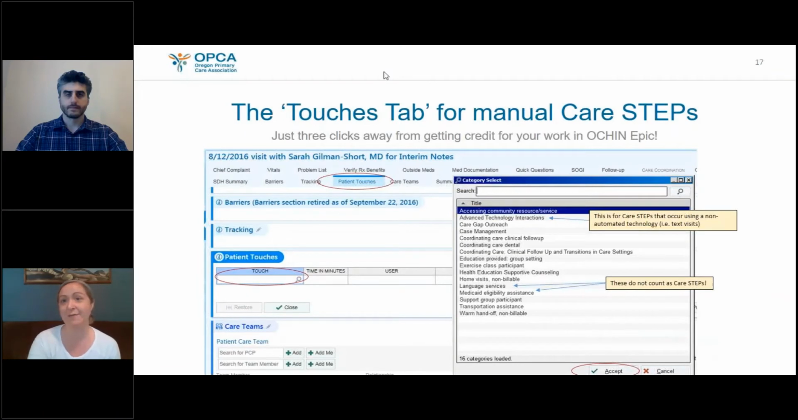The touches tab, again, this is an old screenshot, you'll see that this is from 2016. I'm pretty certain that it still looks like this within OCHIN, but you'll see that it just has a couple of other clicks. You'll need to go into patient touches, and you'll need to actually select the category that you want to document.